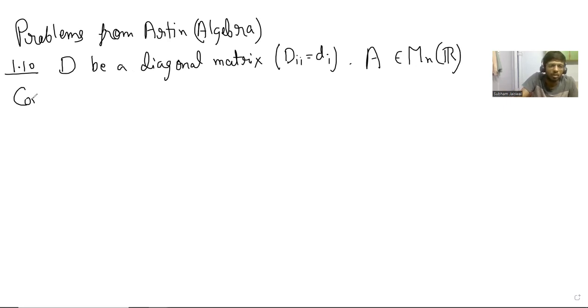We want to compute and compare DA and AD, and see the extent to which they are different. So the question is just this. It's a little vague, to be honest, but let us see. First, the easiest question you can answer in yes or no: will these two be equal, given that D is diagonal? Before saying, you can just do a quick check with a 2x2 matrix.